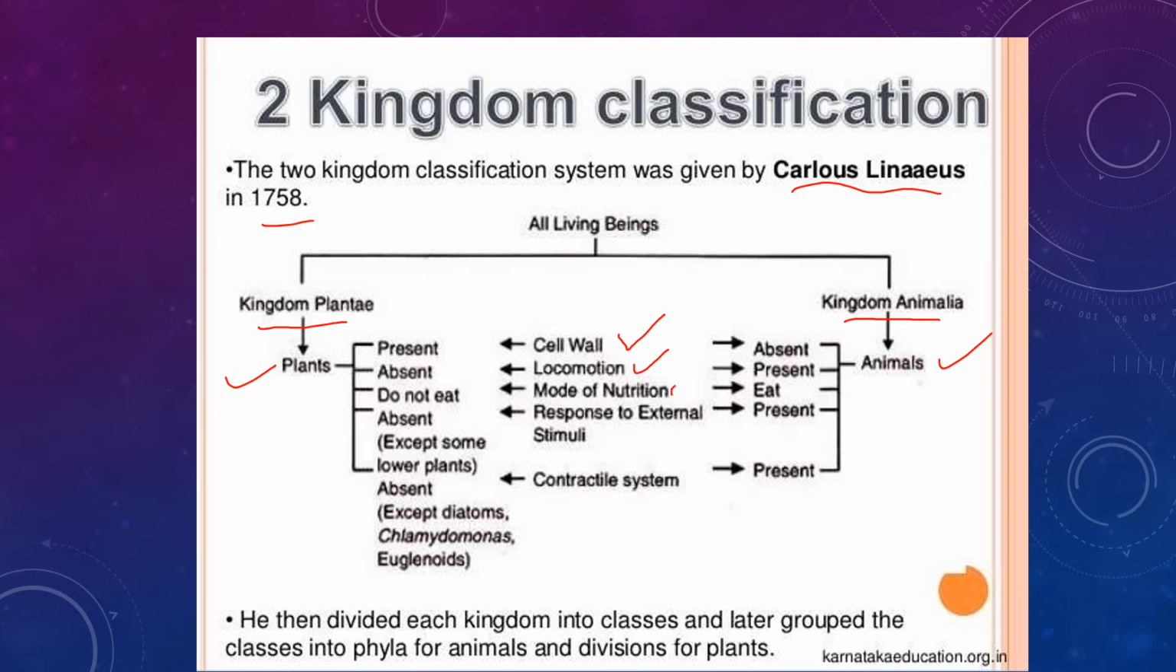What is the mode of nutrition? Plants do not eat, but they can manufacture their food. But animals eat, and they cannot manufacture the food on their own. That's the difference between plants and animals with respect to mode of nutrition.